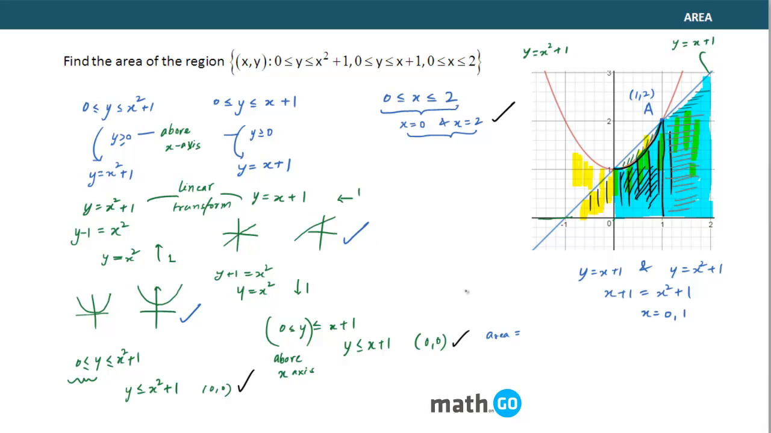So if I take this as my concept, the answer is nothing but from 0 to 1, what will you integrate? Parabola. Parabola is very simple, that is x square plus 1 dx, and from 1 to 2 you will just integrate the line. That's it. That is x plus 1. That's the question. Okay, again as usual I'm leaving the part of solving to you. If you want to check, the answer should come out to be 23 by 6. Right, this is the answer that we should get.